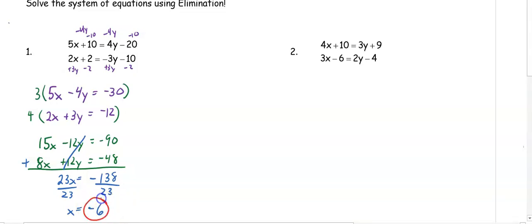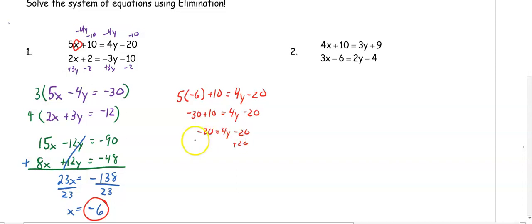So we're going to take negative 6 and we're going to substitute in. So we have 5 times negative 6 plus 10 is equal to 4y minus 20. So we get negative 30 plus 10 is equal to 4y minus 20. We get negative 20 equals 4y minus 20. We can add 20 to both sides. 0 equals 4y, so when we divide, y is 0. So we would have negative 6, 0.